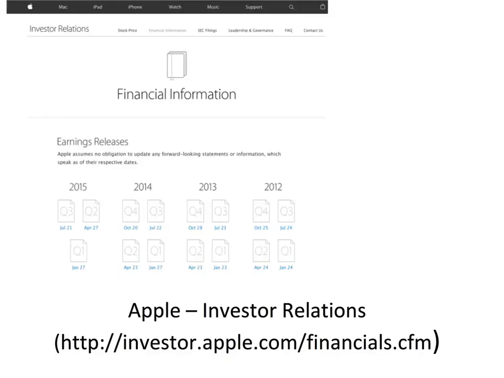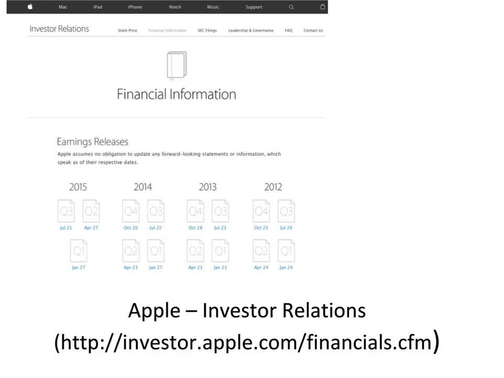Apple, like all publicly traded companies, makes its financial statements available to the public. Here you see one way Apple does that, and what you're looking at now is a screenshot of the financial information part of its website. Here you see the earnings releases, which happen quarterly. In 2014, they happened on January 27th, April 23rd, July 22nd, and October 20th.